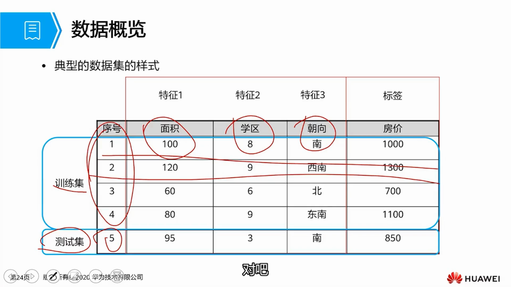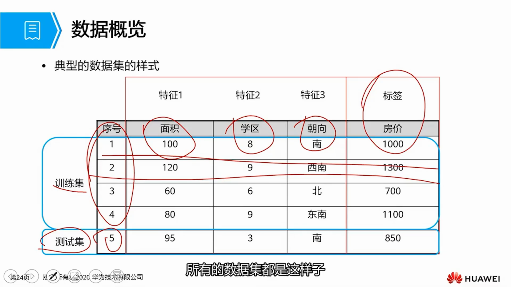All data sets are like this. For supervised learning data sets, there is a label column. If it is unsupervised, then it has no label. Then you need to use this type of algorithm to simply learn from its features. So we've talked so much about data.